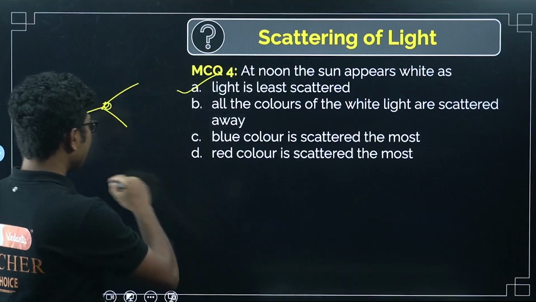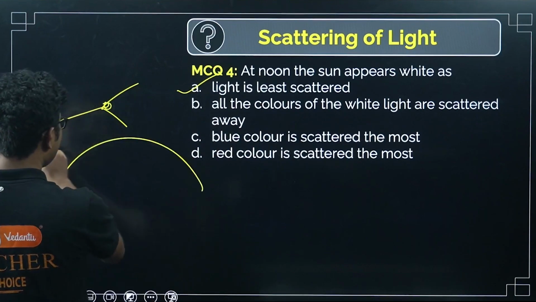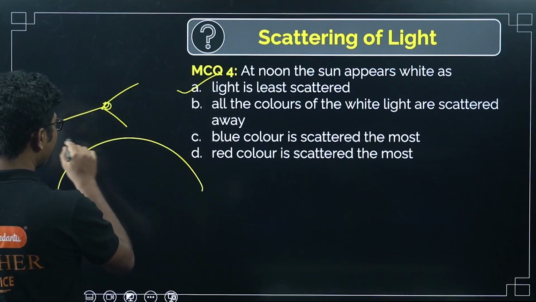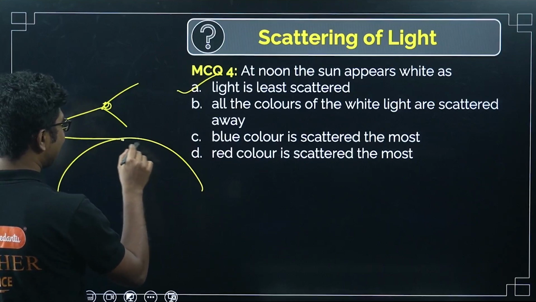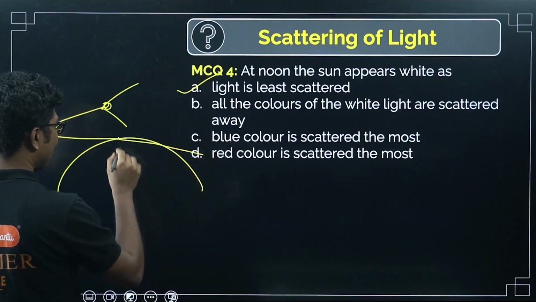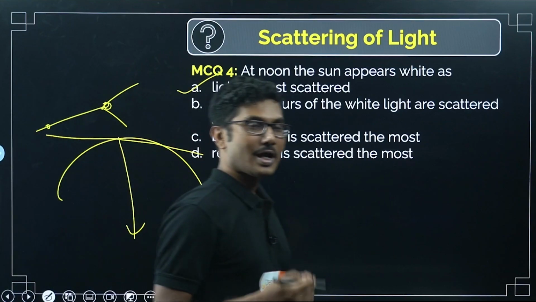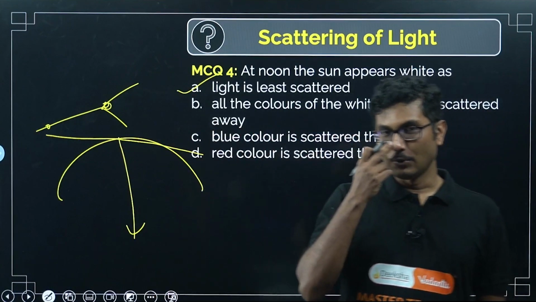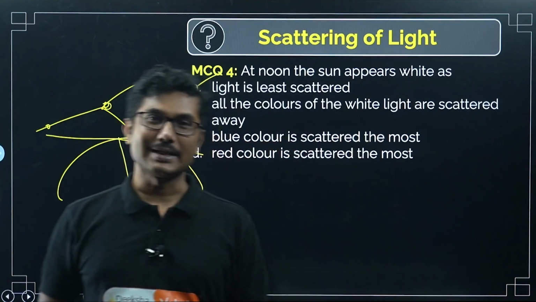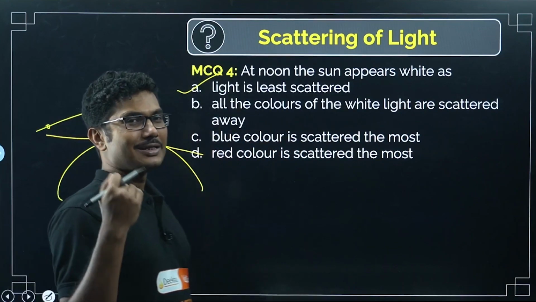Suppose this is our sky, and the ray is coming. Sunlight is coming, red is scattered the least and goes straight, but blue is one of the most scattered lights and it reaches our atmosphere and we observe that blue color. And that blue color is reflected by the sea. That's why we see the sea as blue.